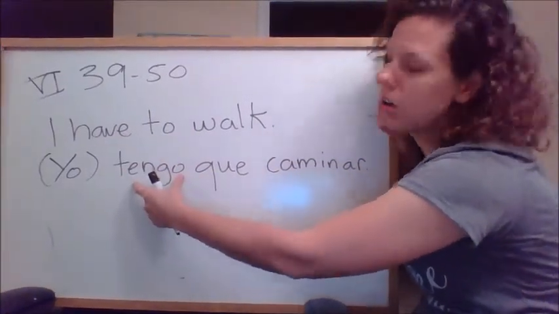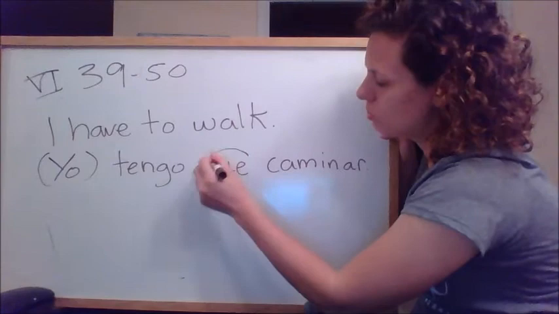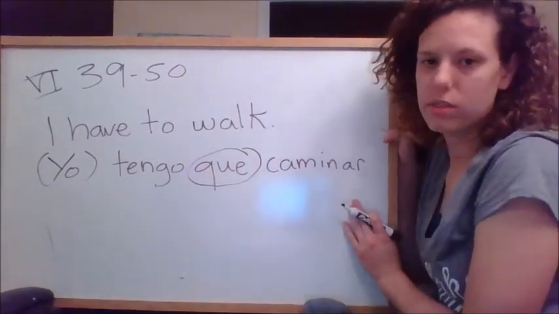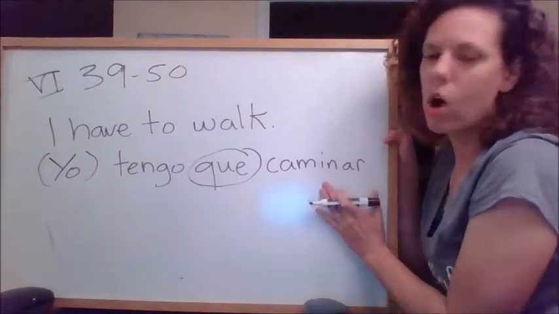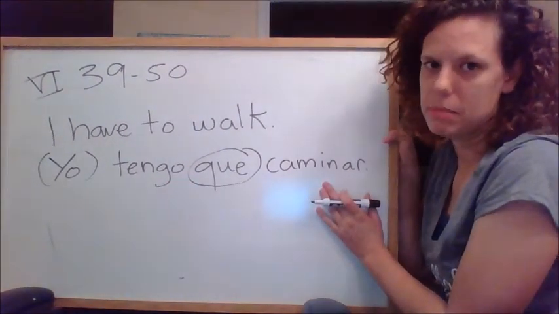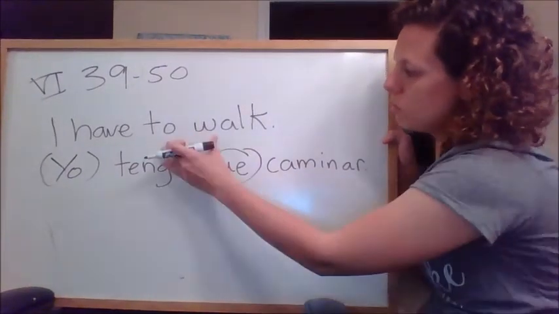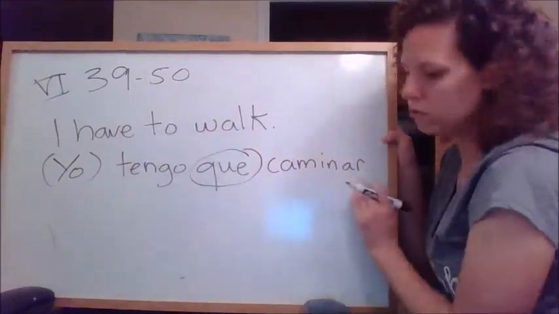Tengo que caminar. The thing I'm concerned about is that you're going to say have, and you're going to know, oh, I've got to use tener. But you're going to forget this right here, okay? You're going to say something like tengo caminar. That is, I possess walking. Doesn't make any sense, does it? Tengo que caminar. Once again, we use an infinitive, to verb.